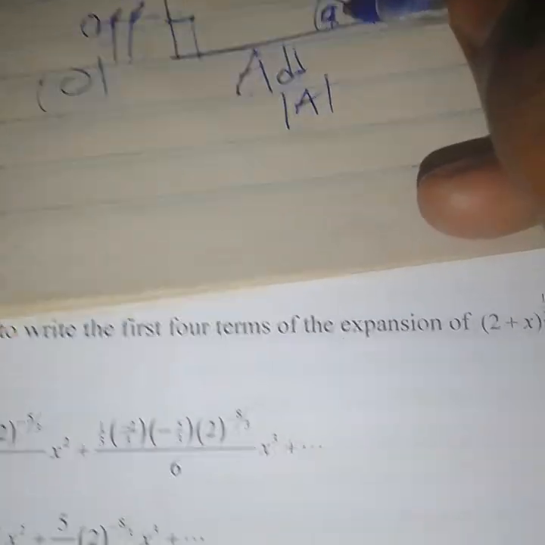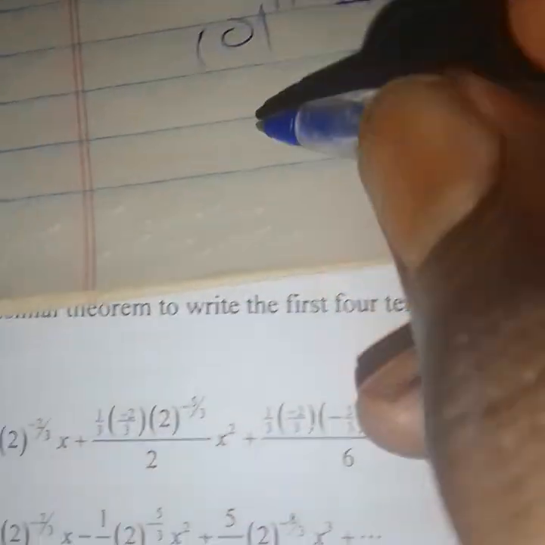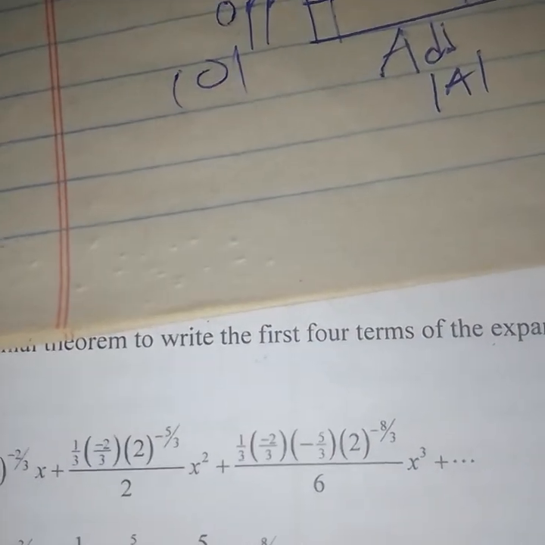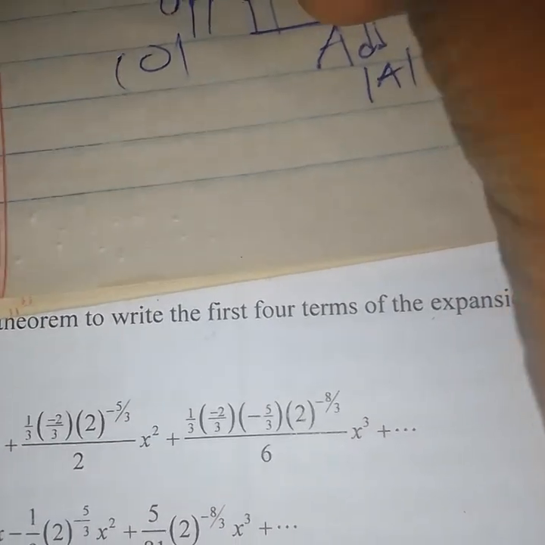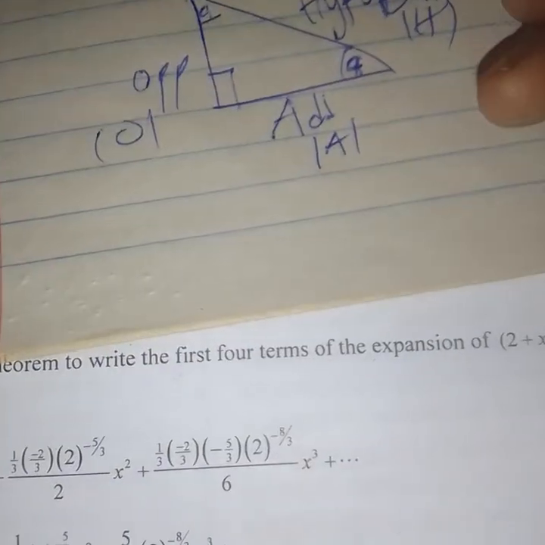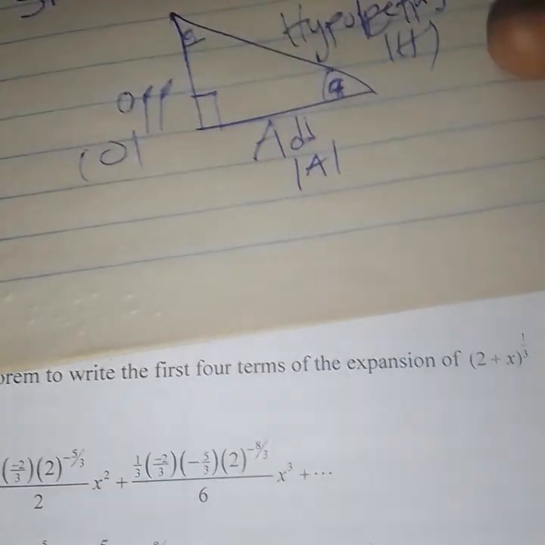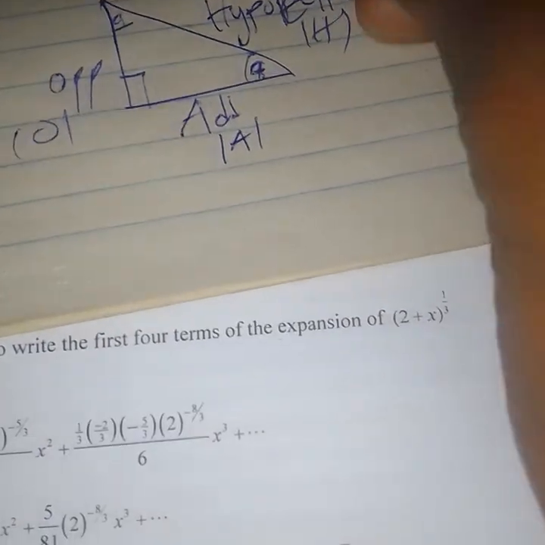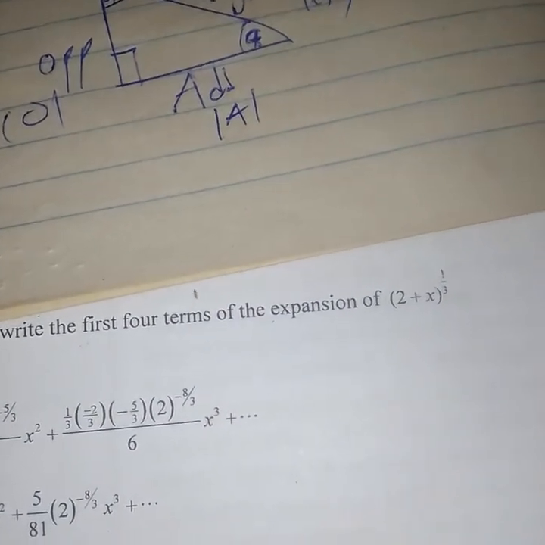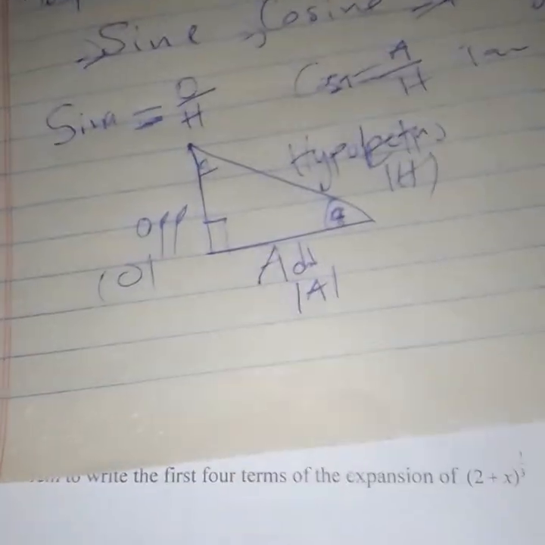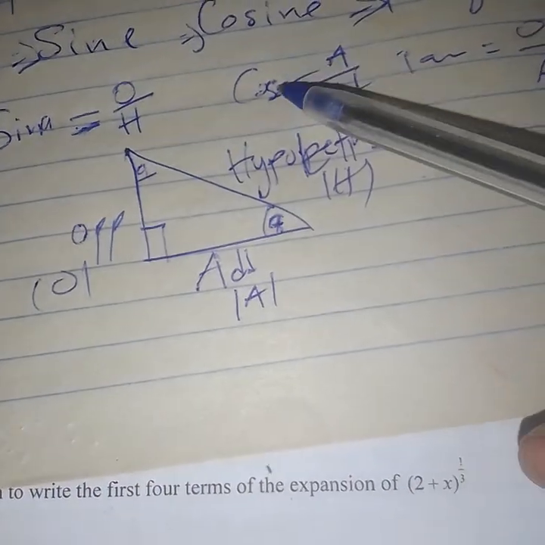So the sine of either this angle or that angle, but here we are talking about this angle A: sine A is equal to opposite over hypotenuse, which is O over H. And then cos A will be equal to the adjacent over the hypotenuse, and tan A will be equal to the opposite over the adjacent, which is O over A. This is why we call them ratios. These are the three basic trigonometric ratios: sine, cosine, and tangent.